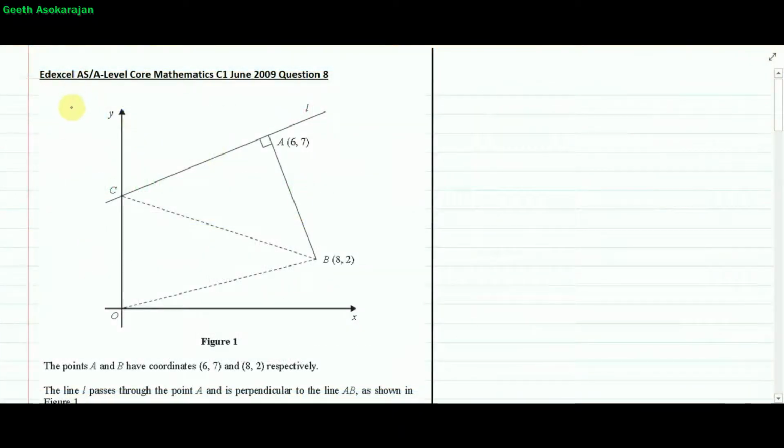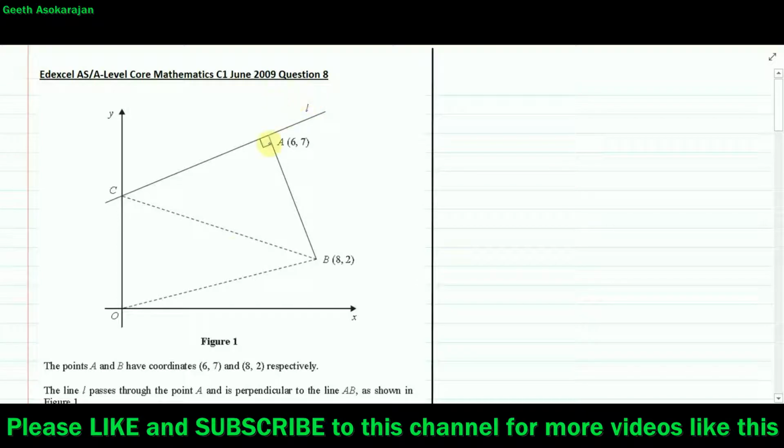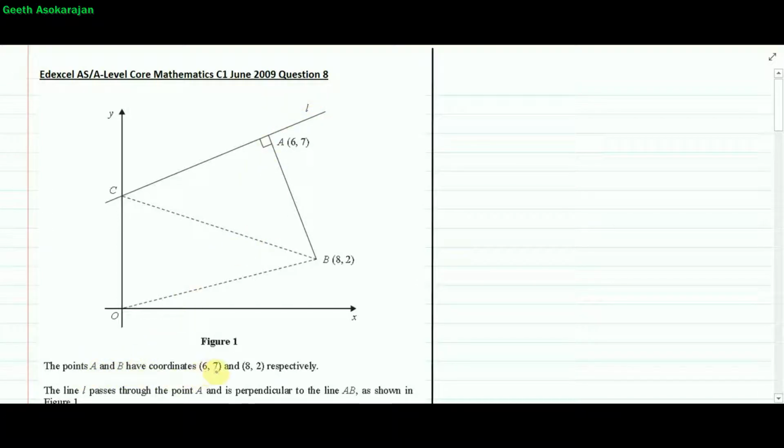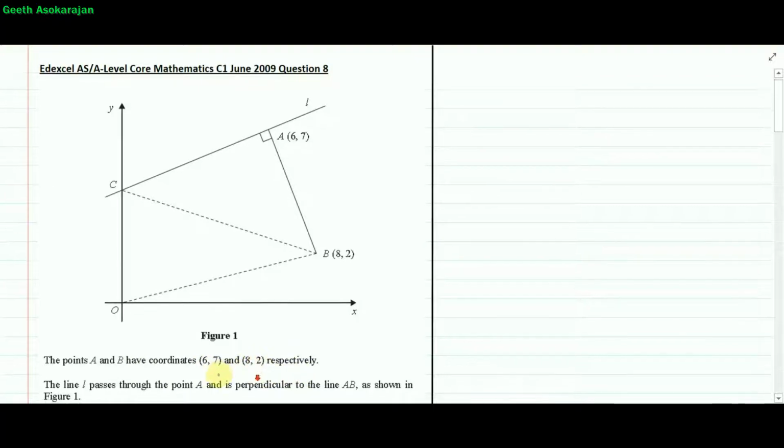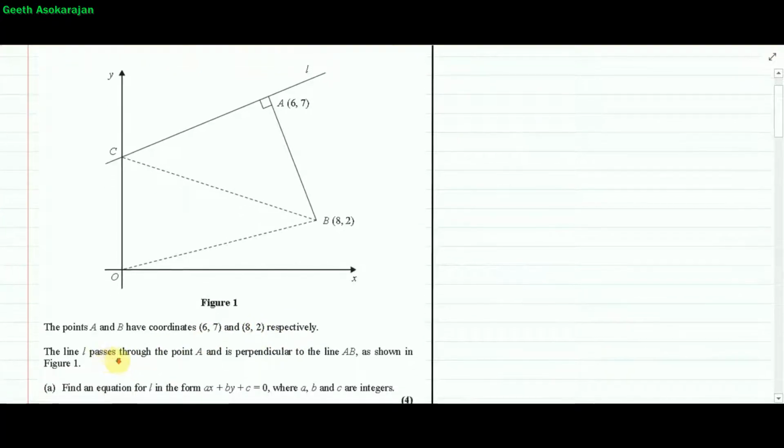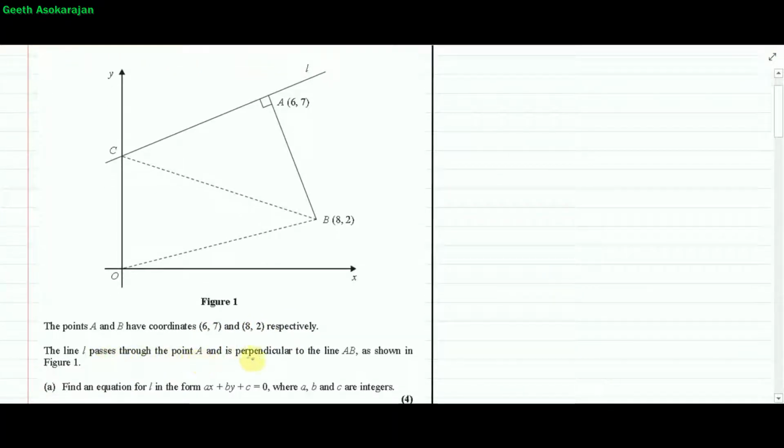Right, a past examination paper question. So this was an A-level core mathematics C1 past paper question from June 2009, and this was question 8 of that paper. So let's have a look. The points A and B have coordinates 6, 7 and 8, 2 respectively, and the line L passes through the point A and is perpendicular to the line AB as shown in figure 1.